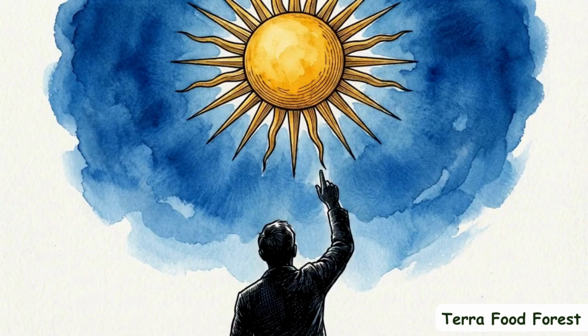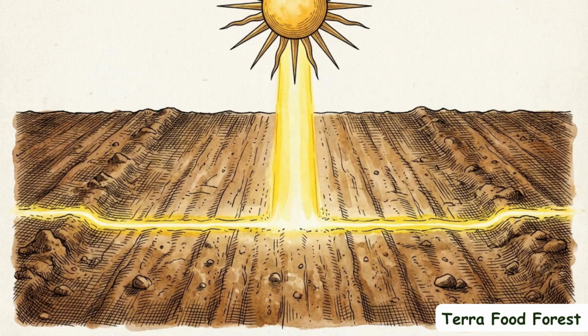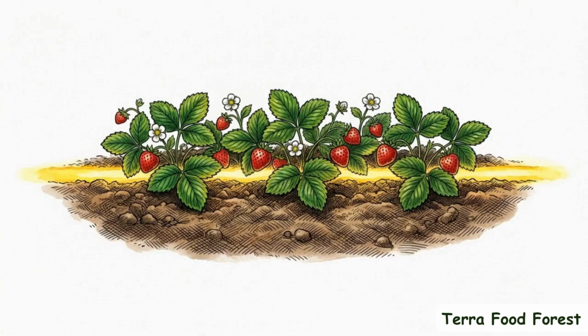Go out at noon and look up. Wherever the sun sits in your sky, that direction is your baseline. It dictates exactly where your shortest front row begins.